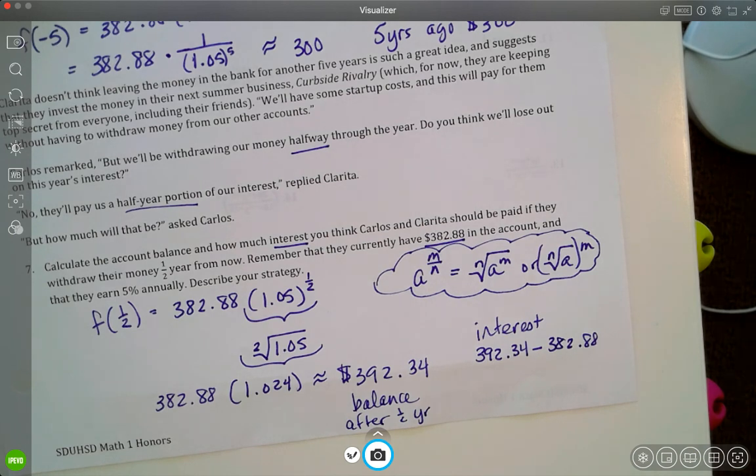So 392.34 minus 382.88. So the interest is about $9.46.